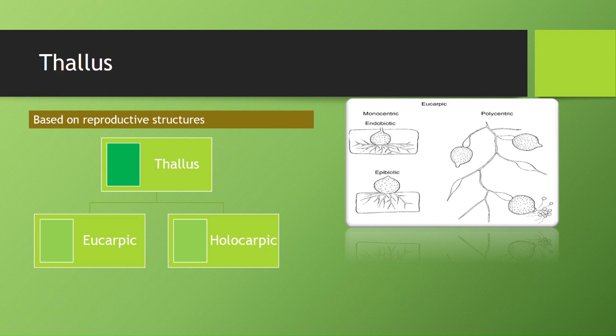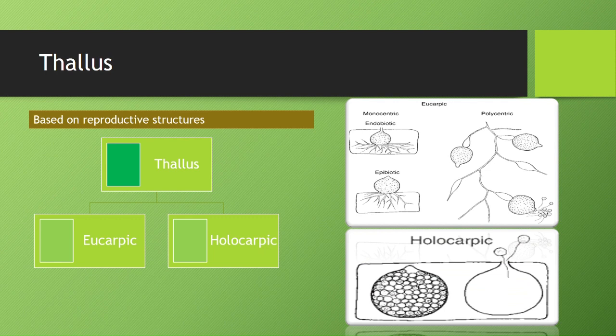Here in this picture you can see monocentric and polycentric thallus. Monocentric thallus is the one in which a single reproductive structure or sporangium is formed, whereas in polycentric, many reproductive structures are formed. Monocentric can be divided into endobiotic and epibiotic thallus. Endobiotic is the one in which the sporangium is formed inside the cell, while epibiotic is the one in which the sporangium is formed on the cell.